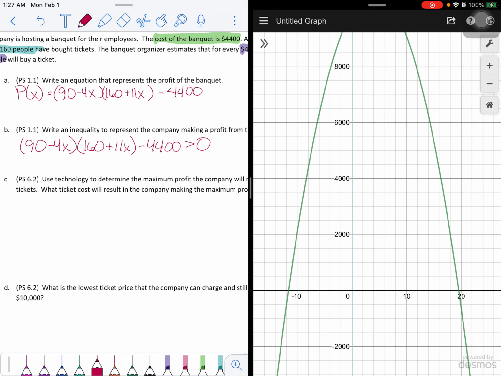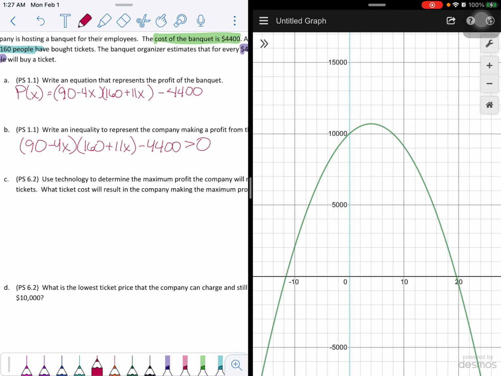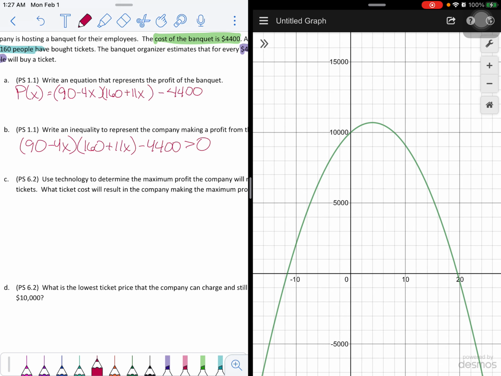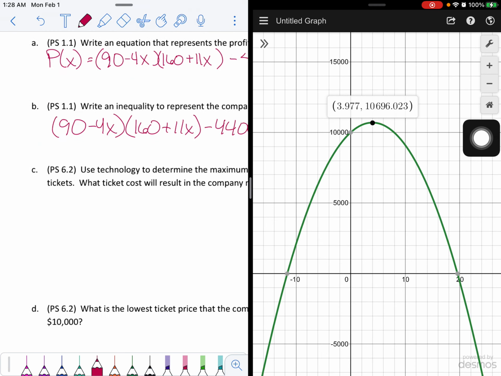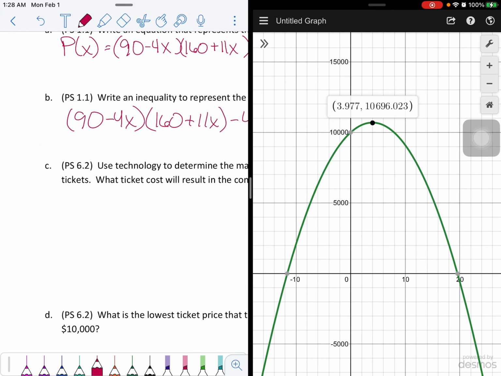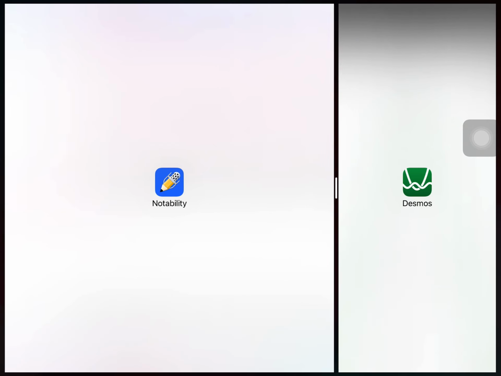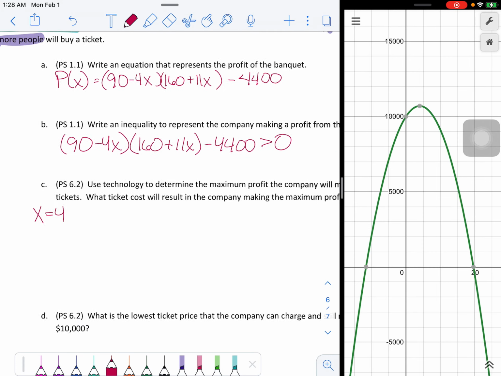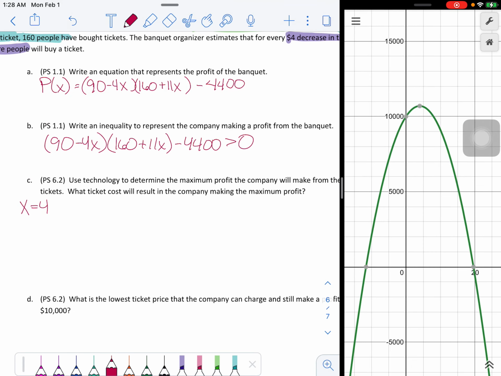I can see it now. I'm just scrolling. There we go. Pinching until I can get to the top. So if I tap on it, there's my maximum point right here. I want to take this x value and I'm going to round it because you have to round these x values to make them whole numbers. So we're going to say that x is equal to 4. Okay, and I'm going to go ahead and slide over Desmos to just kind of squish it a little bit.